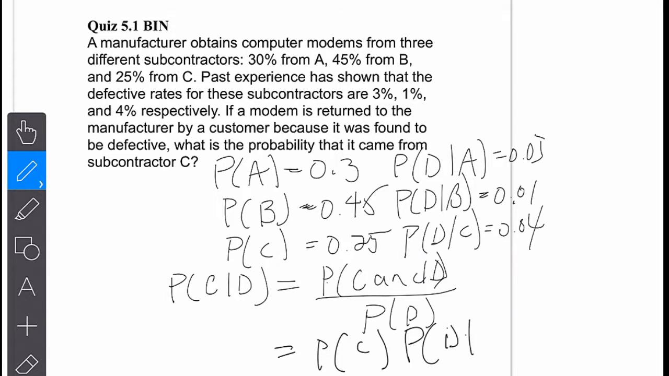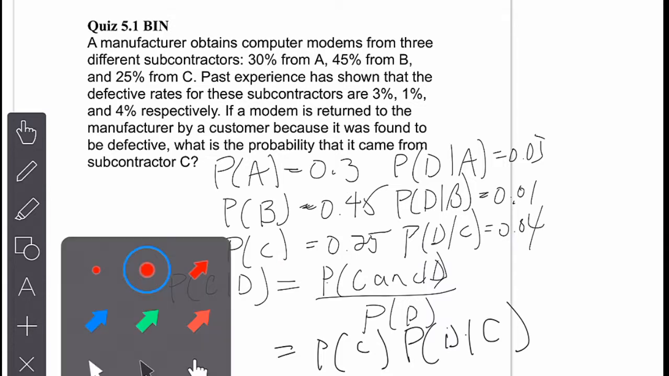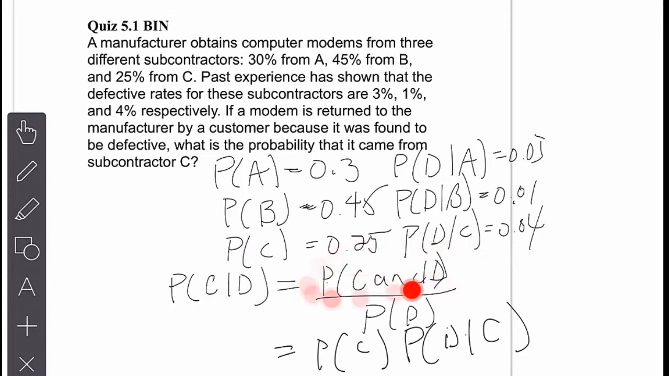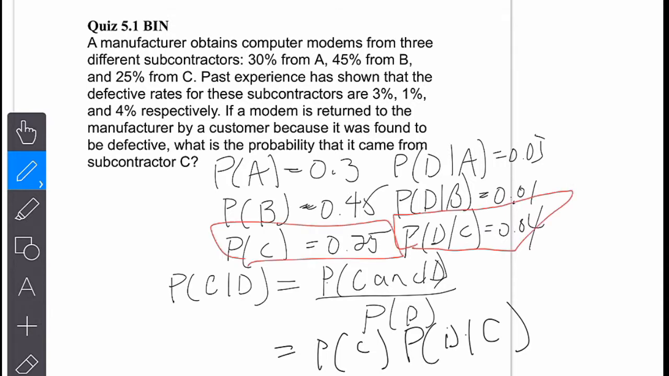So why am I doing that? Because that's what I have. Okay, so I'm using the form of calculating this probability, right? Because I can write it with the condition on C or the condition on D, but I'm going to do it this way because that's what I have here. So I have this, and I have this, and then I just need the probability of defective.